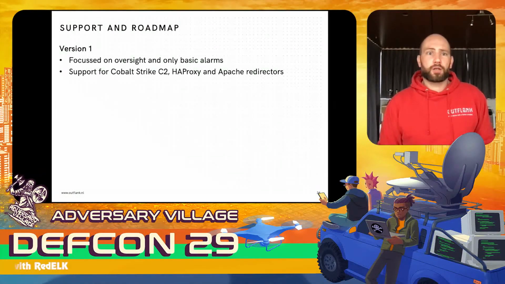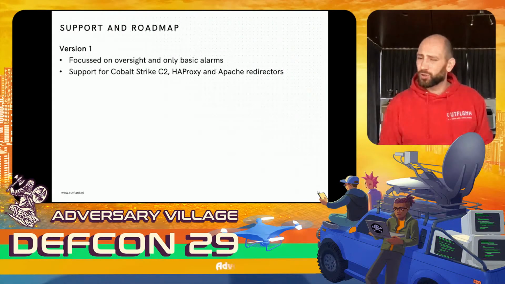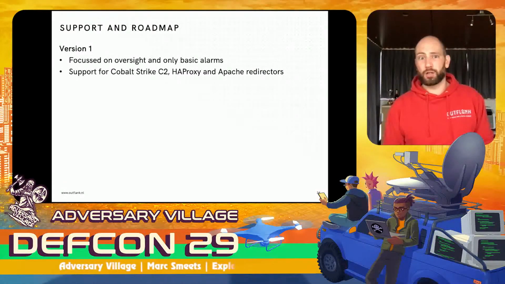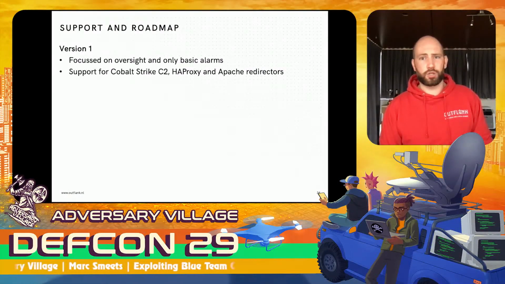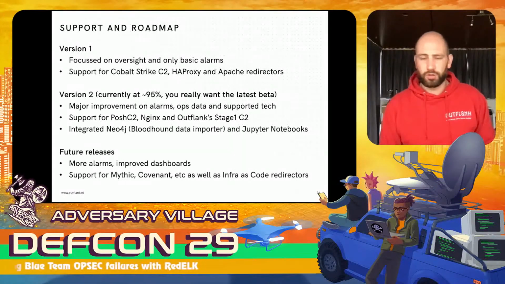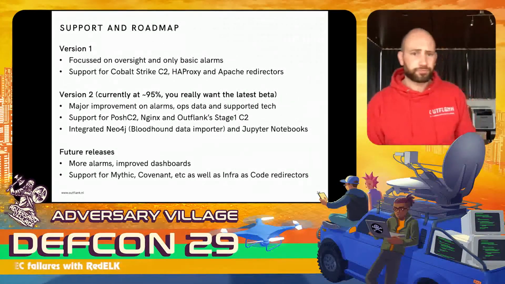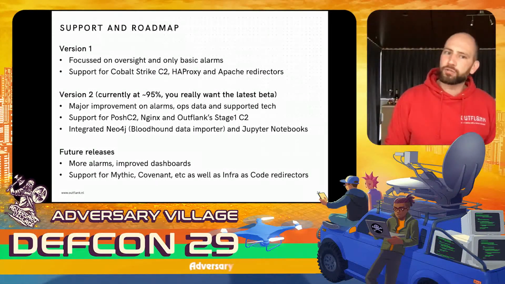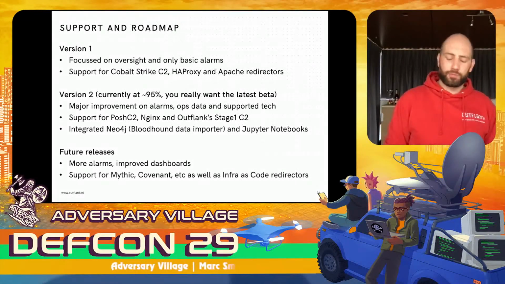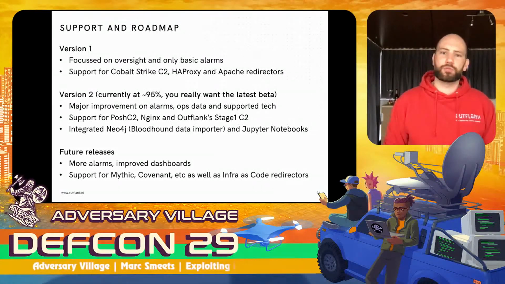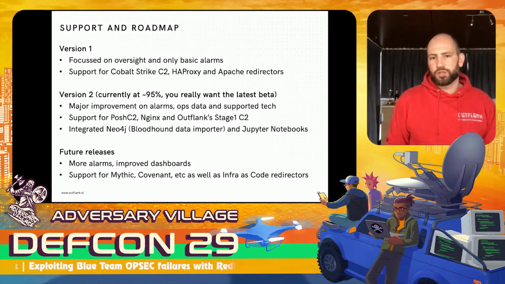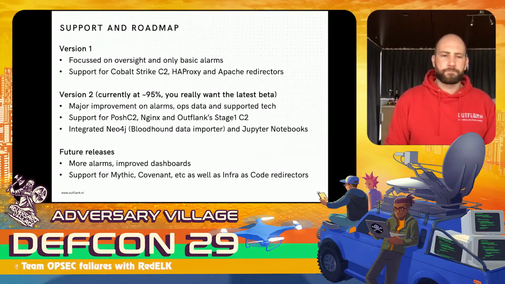A little bit about the roadmap. Version 1, which was 2018-2019 I believe, we focused mainly on oversight and not very much on the alarms. We had support for Cobalt Strike, HAProxy, as well as Apache redirectors. But version 2, which we've been working on since 2019 I believe, is still in beta stage, but almost there. It's a major improvement both on the setup, but mostly on the types of alarms, as well as the ops data and supported tech. So lots more C2s supported, PoshC2, but also Nginx and our own C2 framework.